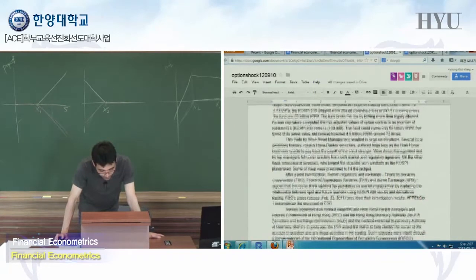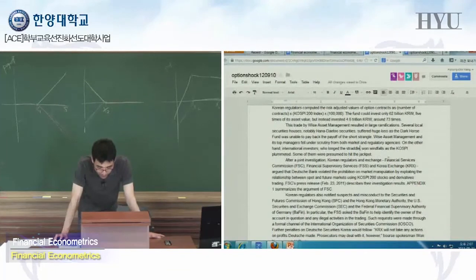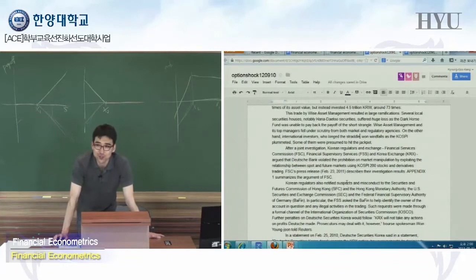Anyway, after the joint investigation, Korean regulators, the Financial Services Commission (FSC), the Financial Supervisory Service, and the Korea Exchange argued that Deutsche Bank violated the provision on market manipulation by exploiting the relationship between spot and futures markets using KOSPI 200 stocks and derivative trading. The FSC's press release described their investigation result. Appendix 1 summarizes the argument of the FSC. If you are interested, you can read it.